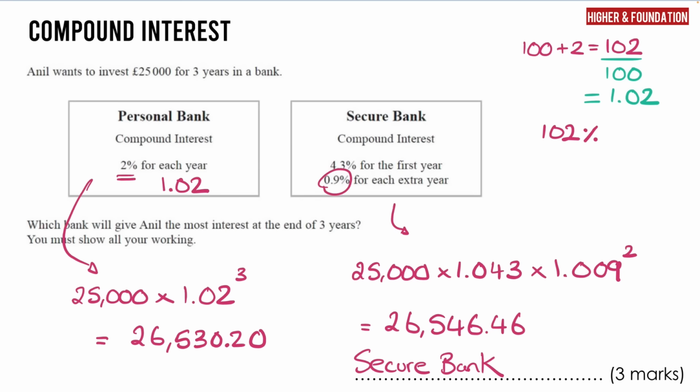Just watch out, if it does obviously give different amounts, you would need to subtract the 25,000 from those amounts and actually say the exact amount of interest for each one in order to make that comparison. But as this one had the same starting amount, we could just have a look at the biggest number. And there we go, that was some compound interest.